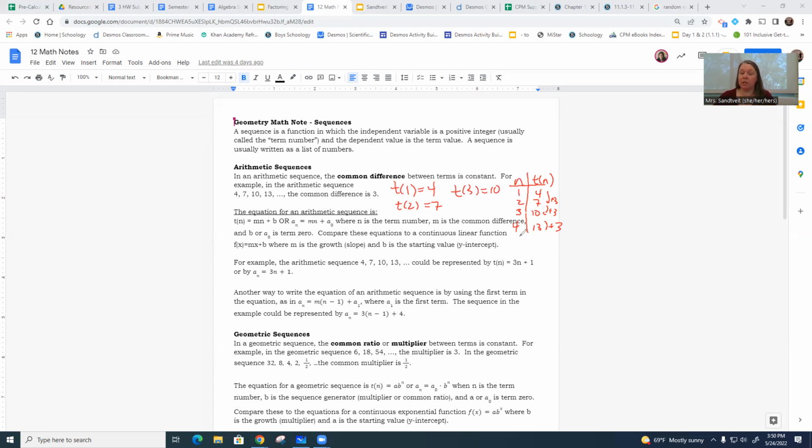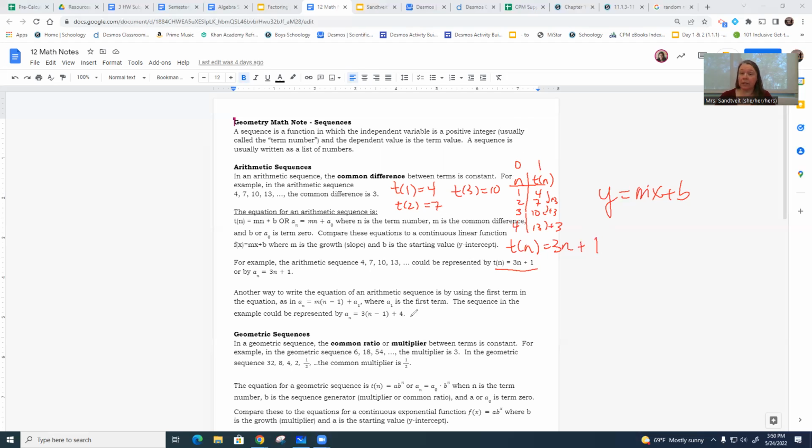So for the rule for the sequence, we'd have T of n equals 3 times the term number plus... Normally when we write an equation for a line, like y equals mx plus b, we have the slope, which would be 3, and then the b value, or your starting value. That starting value is like your y-intercept, or in this case, if we could back this table up to term 0, what would it be? What must have been here? If I add 3, I get 4, so that would be 1. So 3n plus 1. Here's an example: T of n equals 3n plus 1.